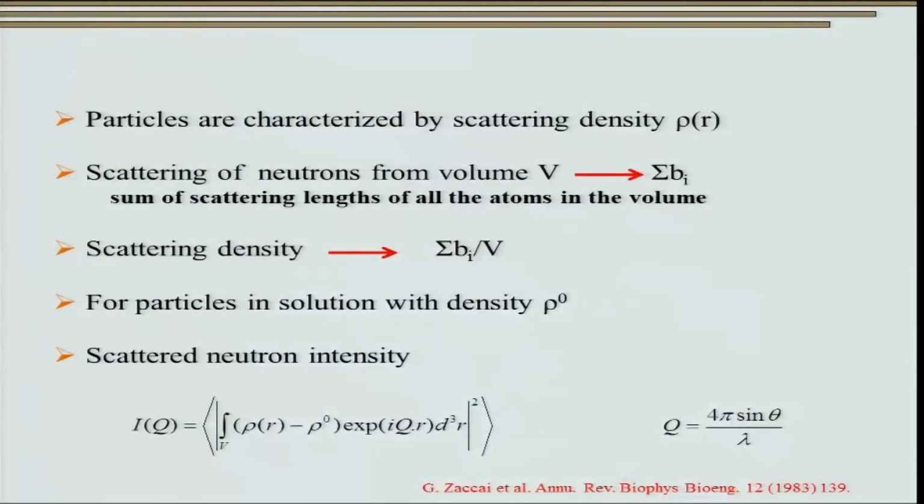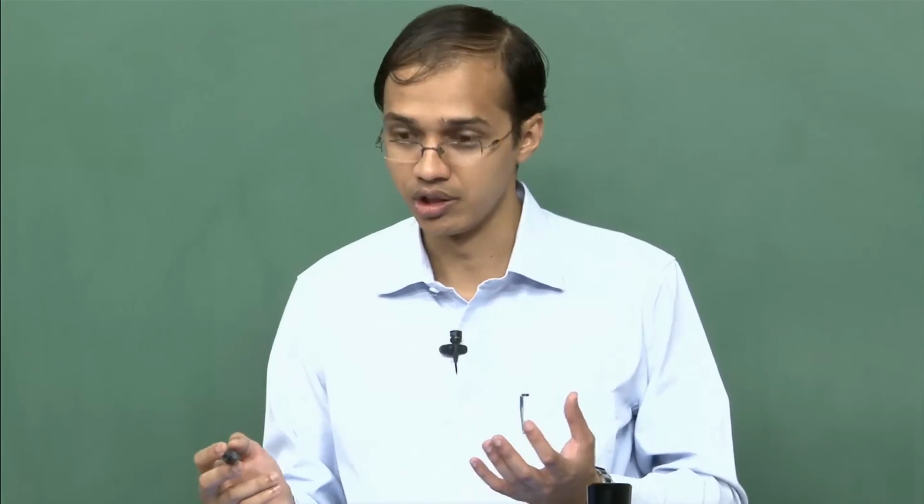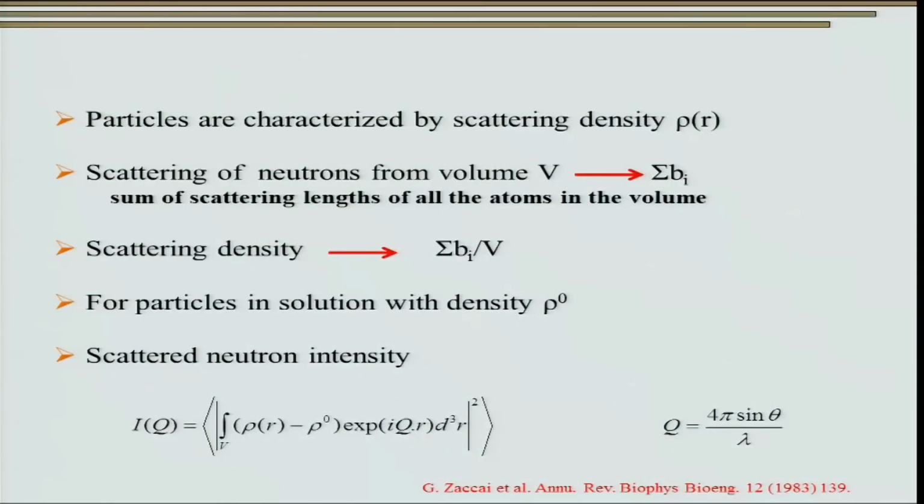So, the scattering tendency of the particle is nothing but the summation of the scattering ability of all these atoms. Therefore, our scattering density rho of r is the summation of b_i, averaged over the volume of the particle. Now, these particles are not standing alone. In most cases these particles are in a solution, so we also have to consider the scattering density of the solvent under consideration. Let it be rho 0.